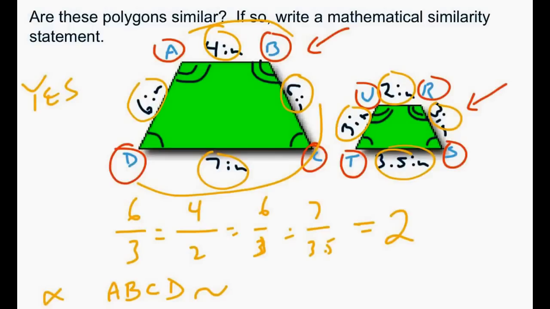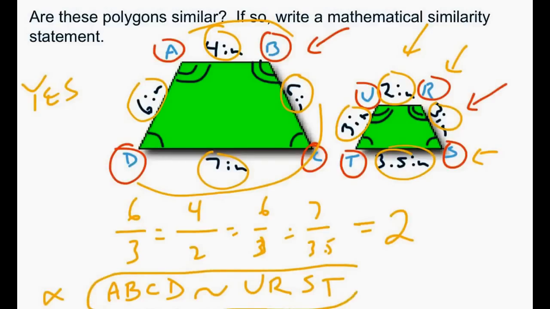So since A was the first letter, I've got to come over here into the smaller quadrilateral and find the letter that corresponds to A, and it's this U, angle U. And then B is the second letter. See right here? So I've got to find over here what corresponds with B, and that's the R. Then C is the next letter, and that corresponds with this S right here. And then lastly, the letter D corresponds with T. So then this would be my statement.